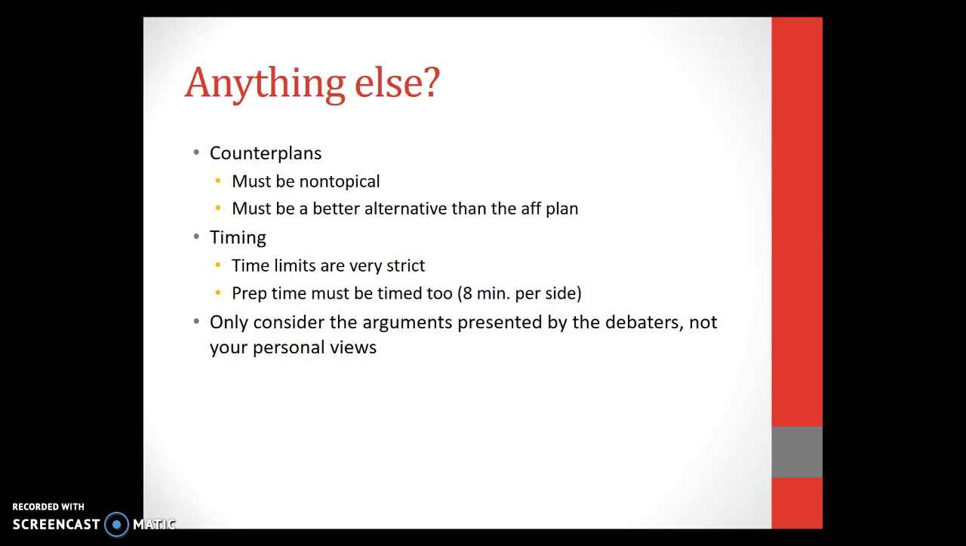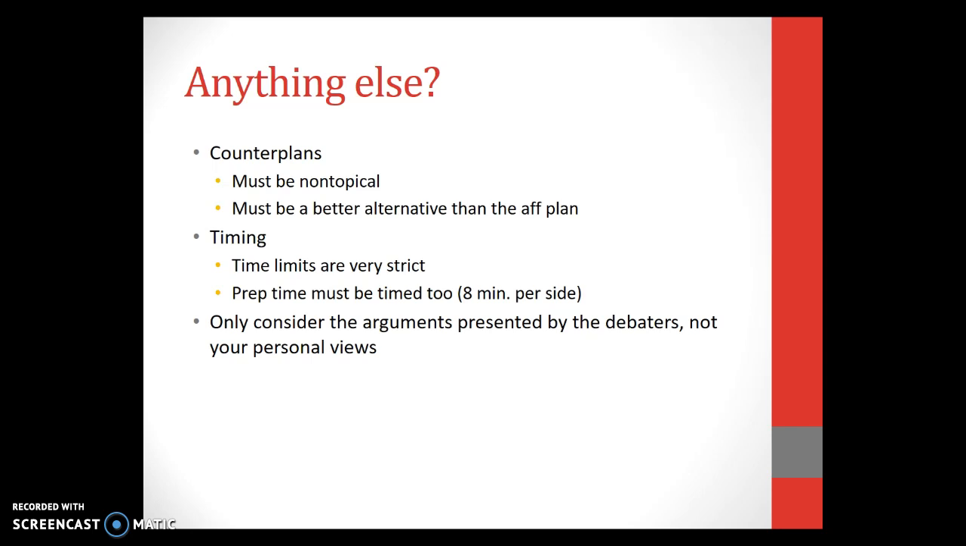The negative team's job is to negate the resolution, so any plan they come up with has to be not topical. It also has to be better than the AFF plan. It has to cause some sort of benefit that outweighs the affirmative plan and makes it better. Otherwise, why choose it?